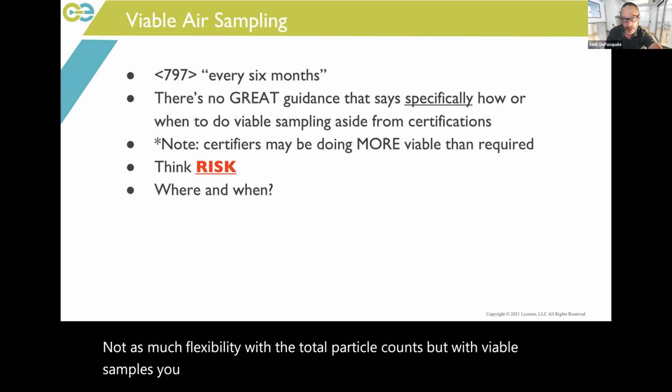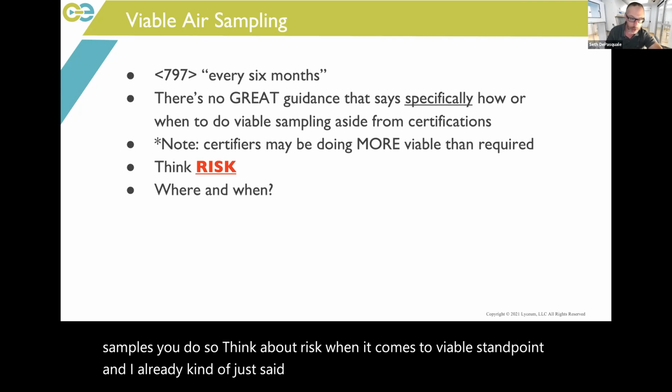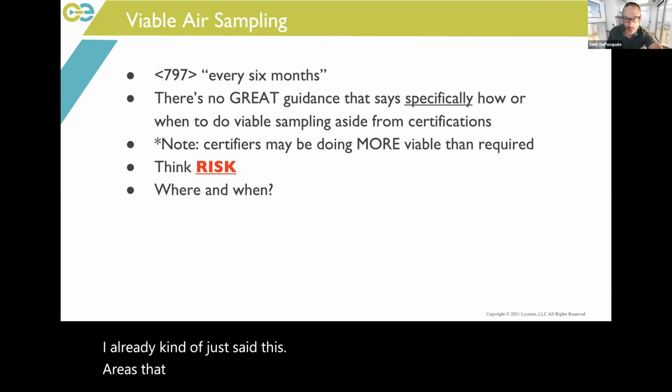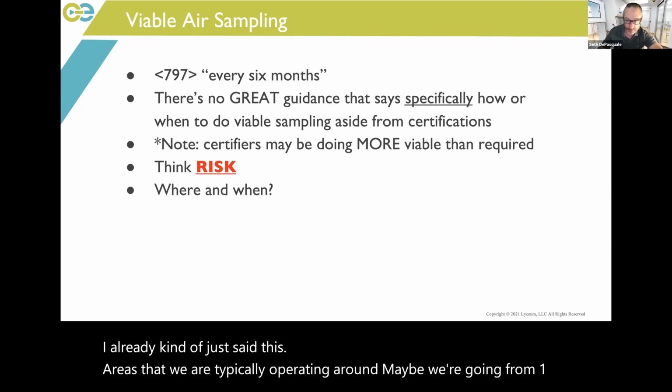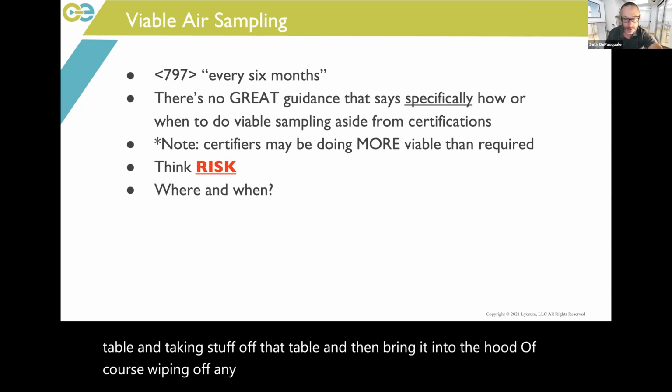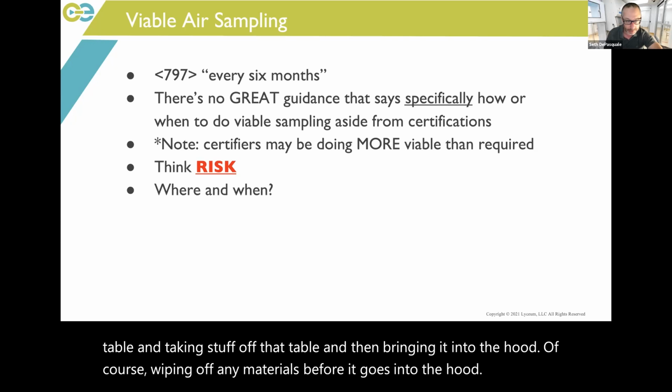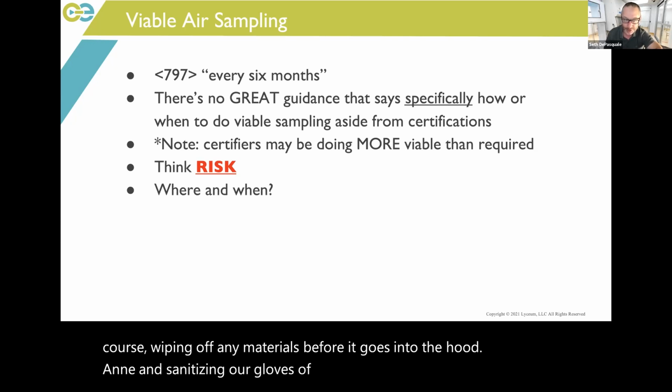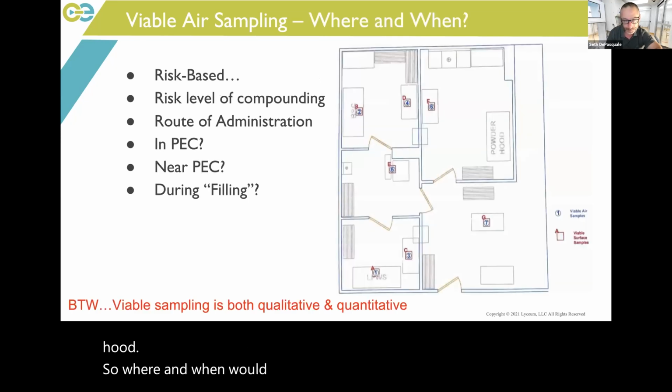So think about risk when it comes to viable sampling. And I already kind of just said this, areas that we are typically operating around, maybe we're going from one table and taking stuff off that table and then bringing it into the hood, of course, wiping off any materials before it goes into the hood, and sanitizing our gloves, of course, before we go back into the hood. So where and when would we sample? Well, again, this comes back to risk, the risk level of compounding.